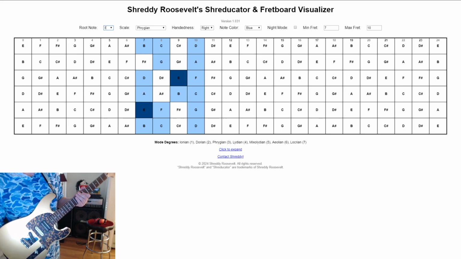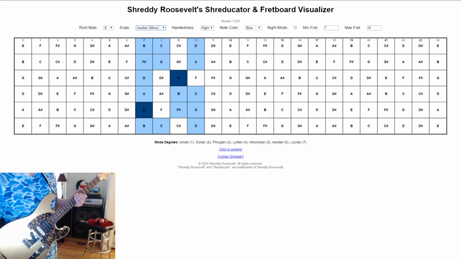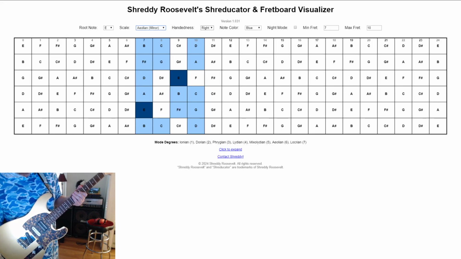Let's change this. You have to always do it on the keyboard, or it will not work in OBS. I have got to remember that.